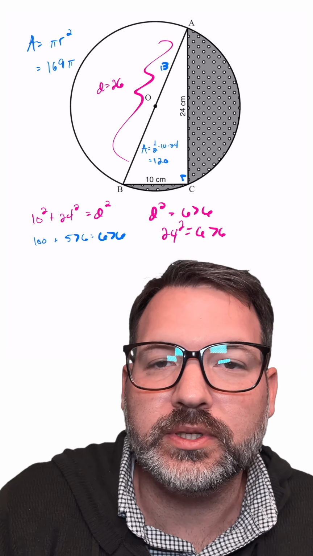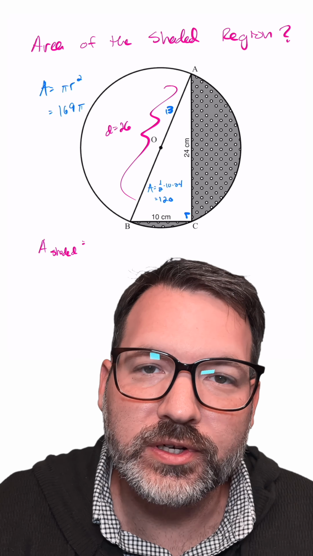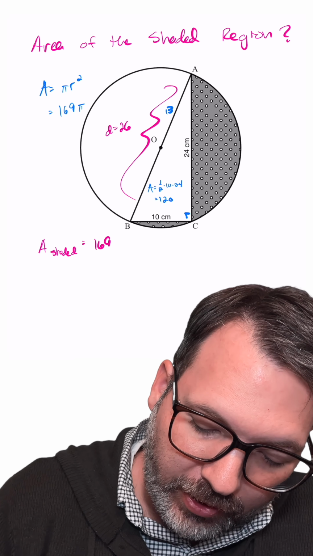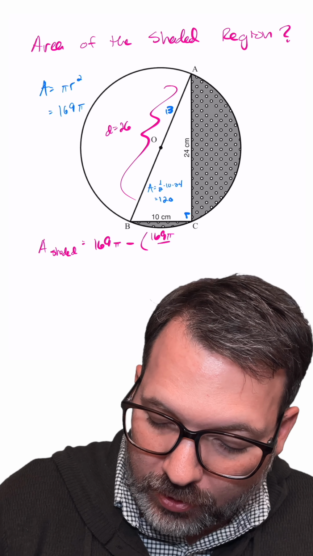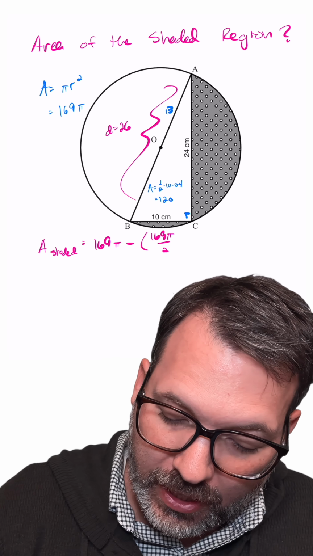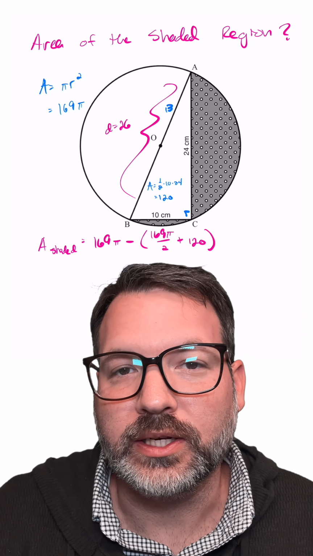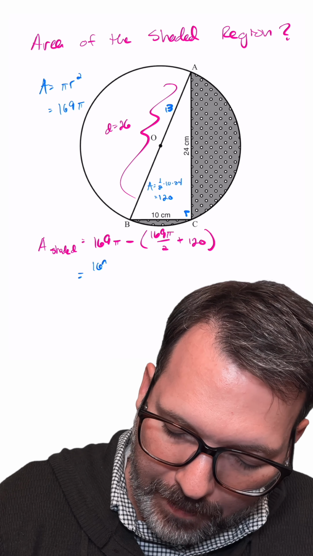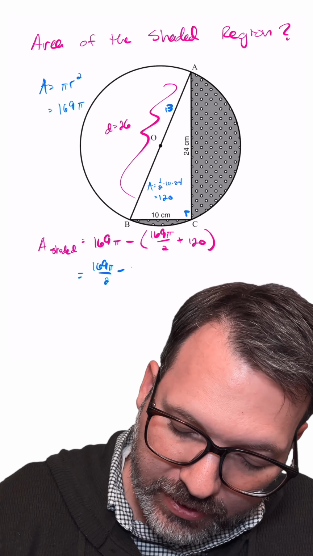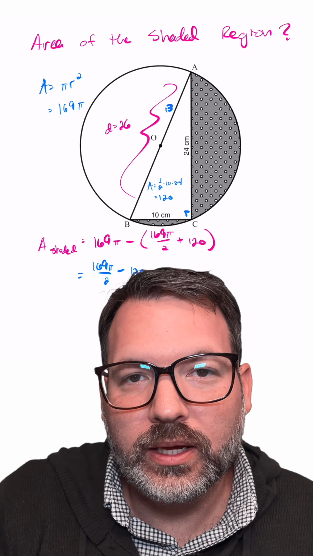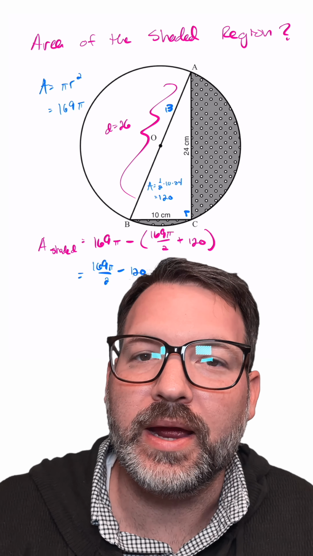would be 169 pi. Again, the area we're interested in is going to be whatever's left over after we take that total area, 169 pi, and subtract away the semicircle, so that would be half of 169 pi, plus the area of that triangle, which again we figured out was 120. 169 pi minus half of itself leaves the other half, 84.5 pi, minus again the area of 120. So there you have it. The area of the shaded region is 84.5 pi minus 120.